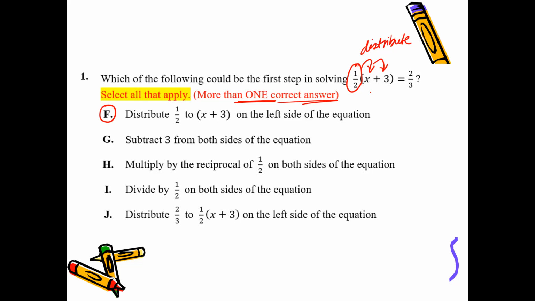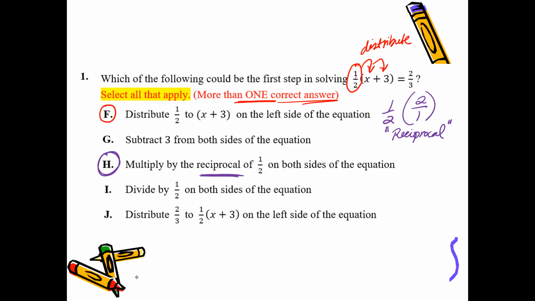And then if you do that, that's how you'll solve for x. Another thing that you can do is get rid of the 1/2. So if you want to get rid of the 1/2, how do you do it? If you multiply by 2/1, that's another thing that you can do. A 2/1 is called the reciprocal of 1/2. So look at the answers here. Which one has the word reciprocal? I see H has the word reciprocal right here, where it says multiply the reciprocal of 1/2 on both sides. That is another thing that you can do.